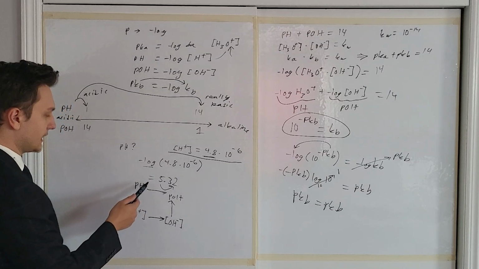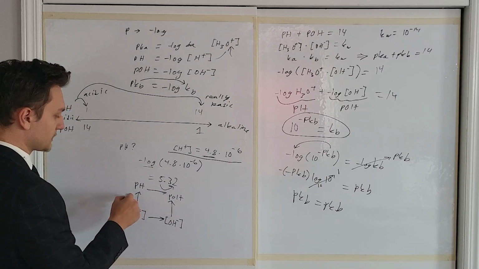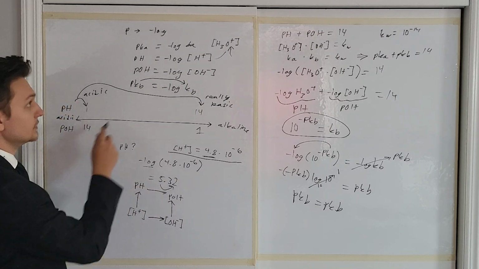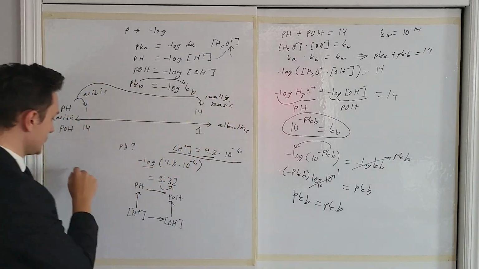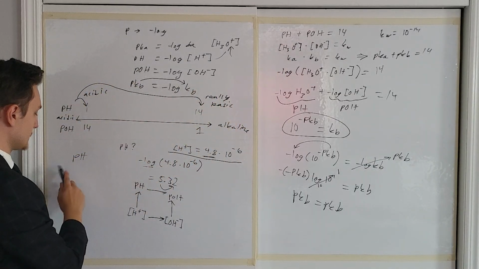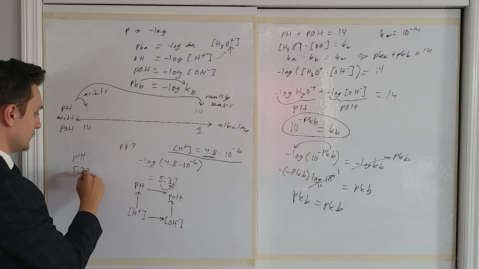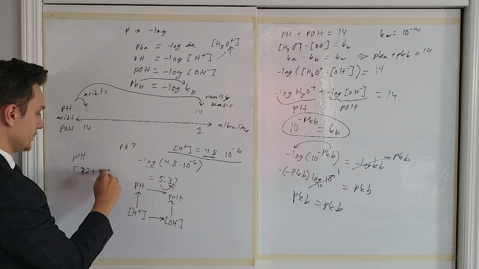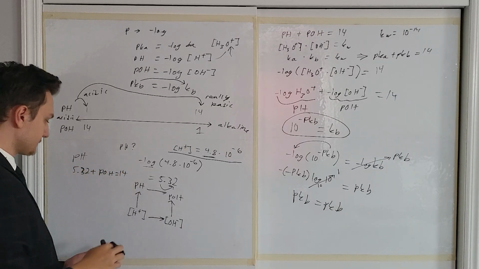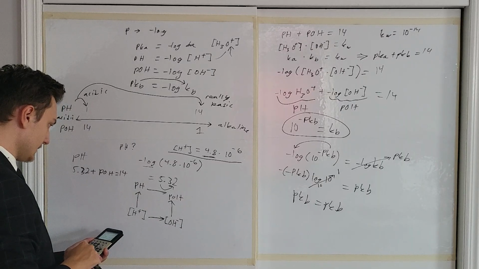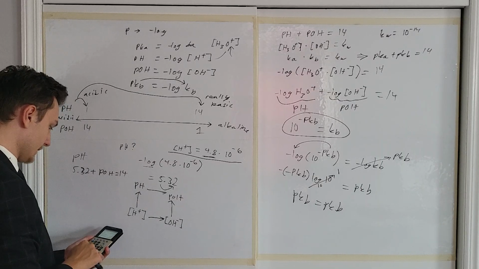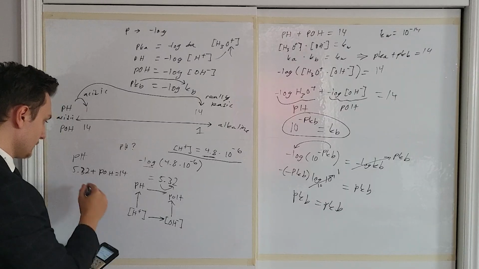So in this case, I had already calculated the pH. So if I wanted to go this way, I would use this relationship, pH, which in this case is 5.32, plus pOH equals 14. I would find there that the pOH is 14 minus 5.32, which would give me a pOH of 8.68.